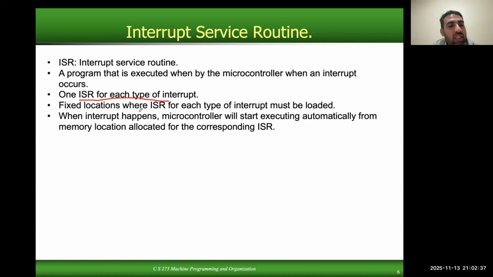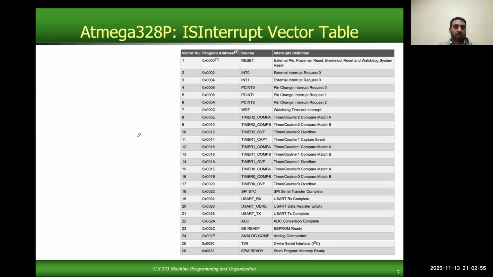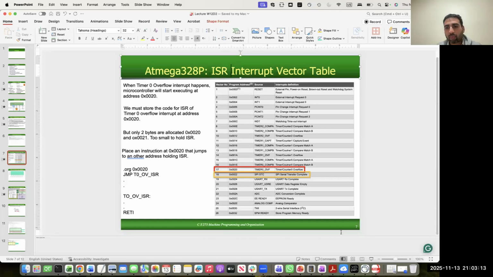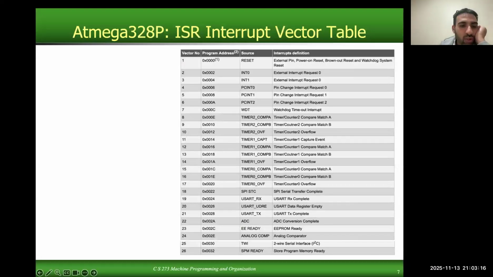So there are fixed locations in the program memory where the ISR for each type of interrupt must be written, right? So when the interrupt happens, the microcontroller will automatically start executing from the memory location allocated for the corresponding ISR. Let me explain what I mean. So what is this table? This table is actually giving you the info. Sorry, it should be named as ISR interrupt vector table. Let me correct it. So this is your ISR interrupt vector table.